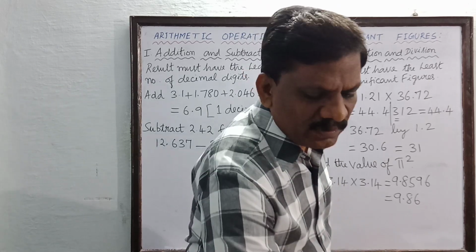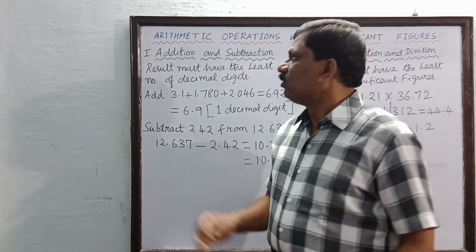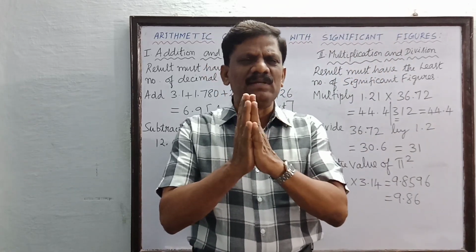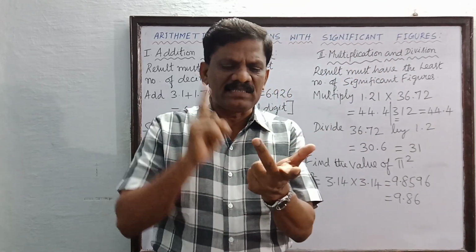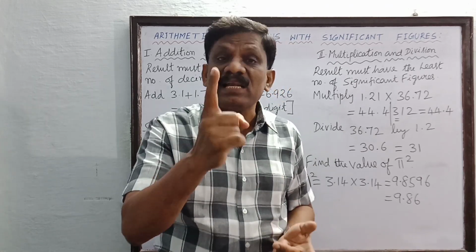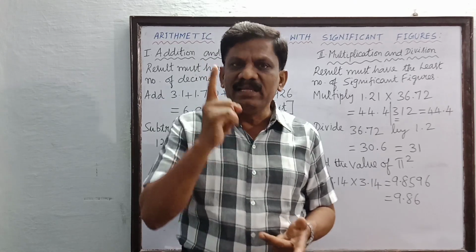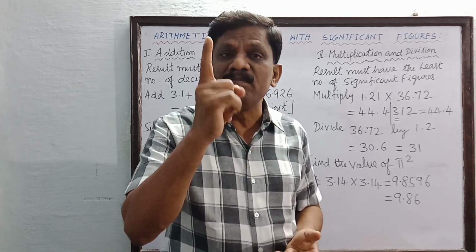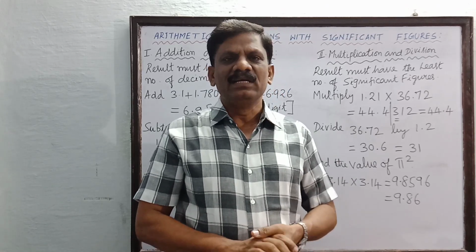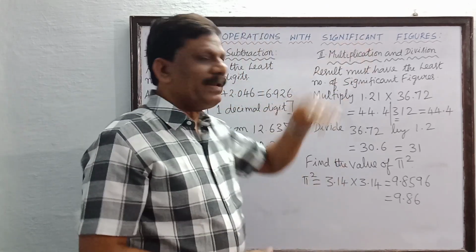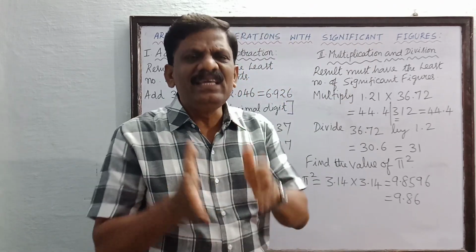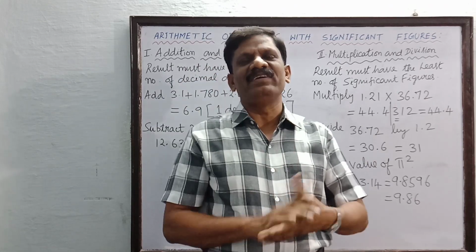Okay, my dear students, I want to summarize the rules now. For arithmetic operations with significant figures, you should be thorough with the rules. For addition and subtraction of decimal numbers, the result must contain the least number of decimal digits or decimal places. For multiplication and division, the result must have the least number of significant figures.